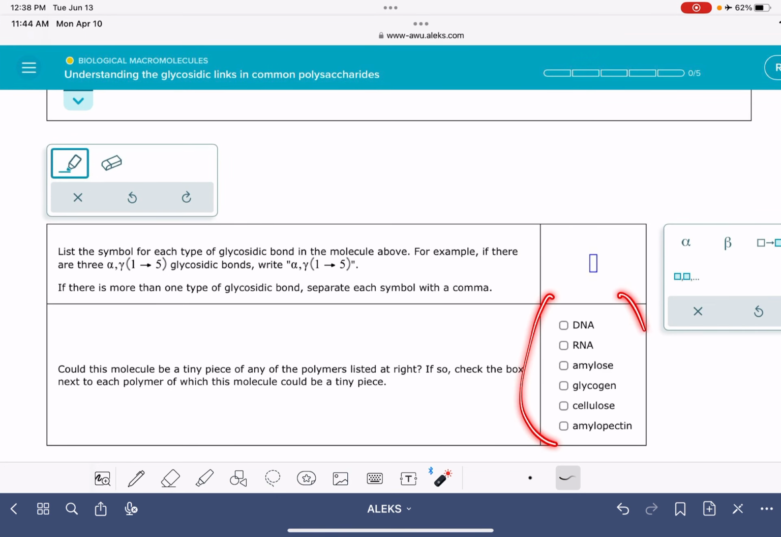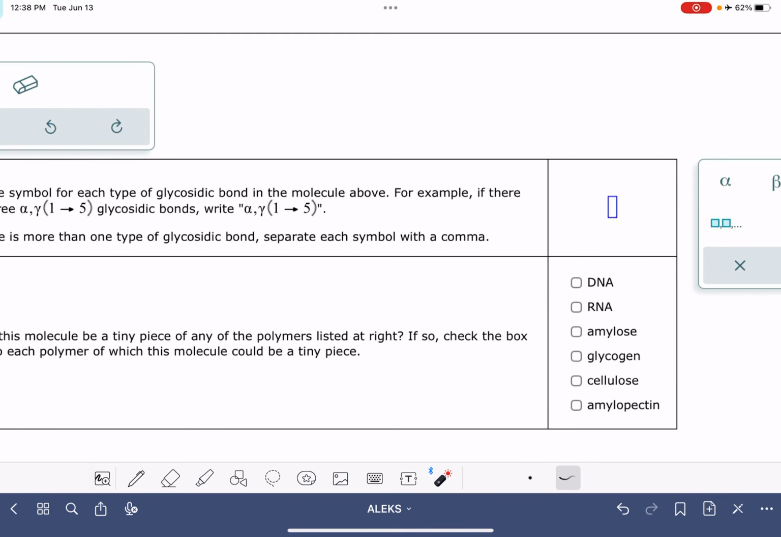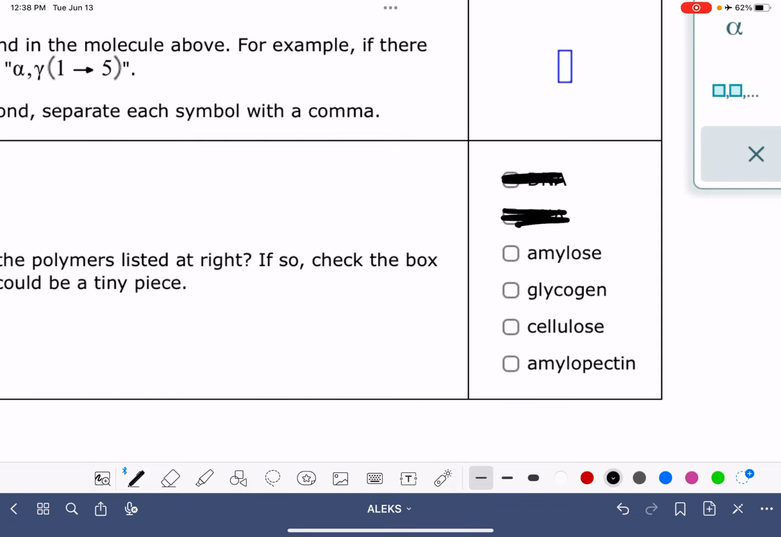Now, the last question is asking us whether or not that polysaccharide could be any one of these 4 different types of polymers. Now, I have looked at a ton of these different problems, and none of them involve DNA or RNA, so you can just rule that out immediately, and that leaves you with 4 different possibilities. Cellulose, all of these contain glucose.